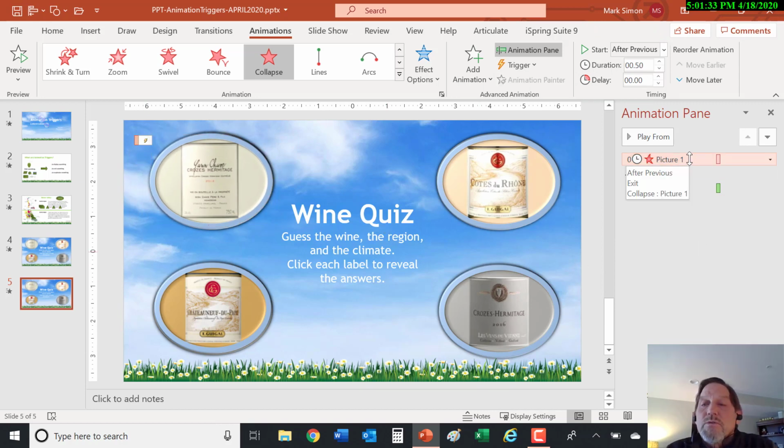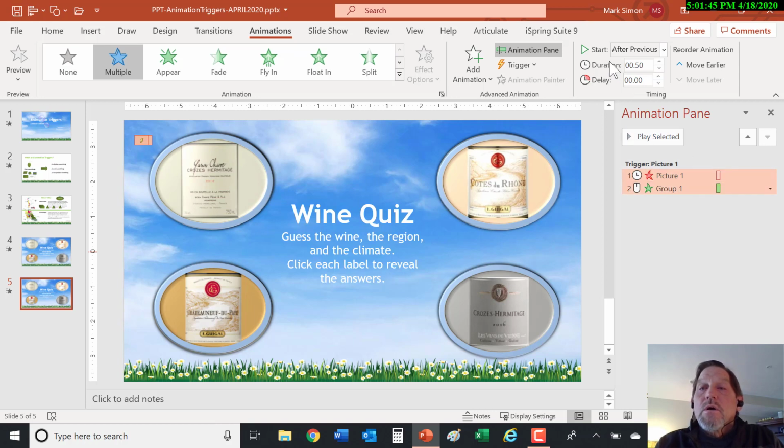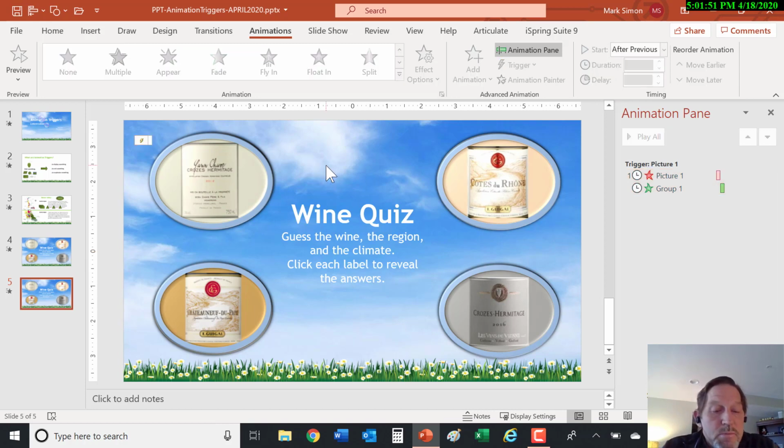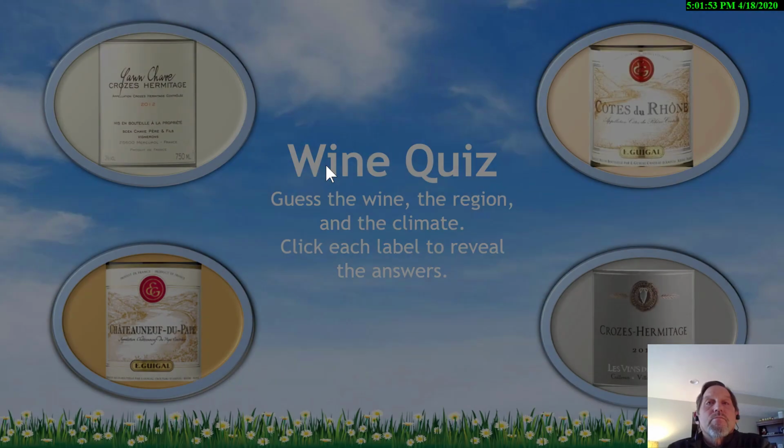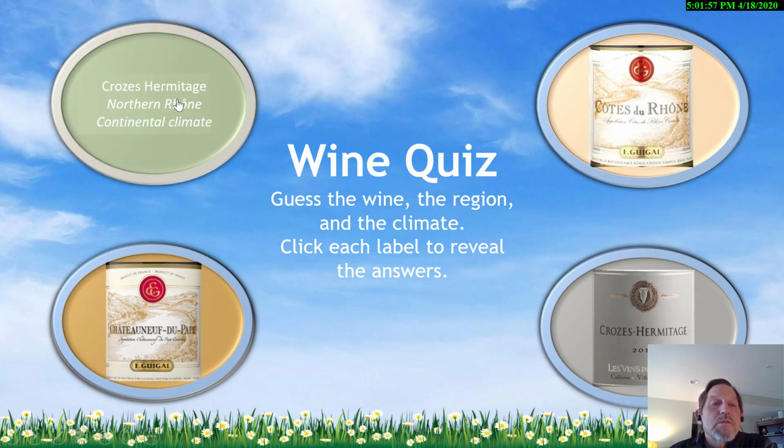And now I want to make sure that all those different animations are in the same trigger. So I'm going to click and drag that object into the trigger. So now I've got both of these actions inside the trigger, and I'm going to change those to both being after previous. And now let's see what happens. Click, and it comes in.